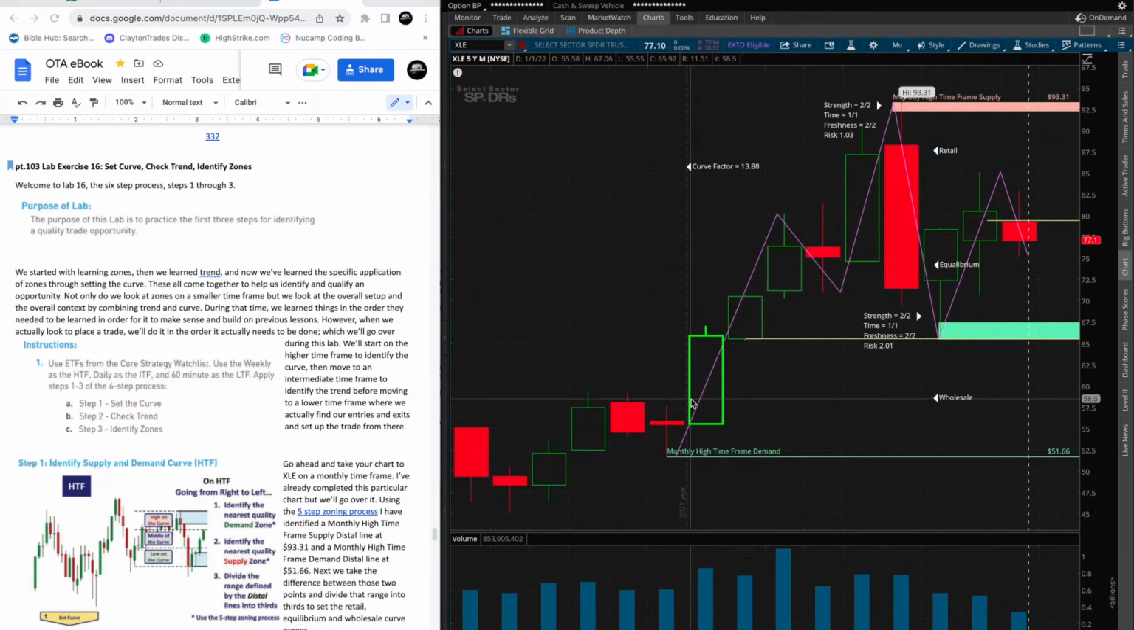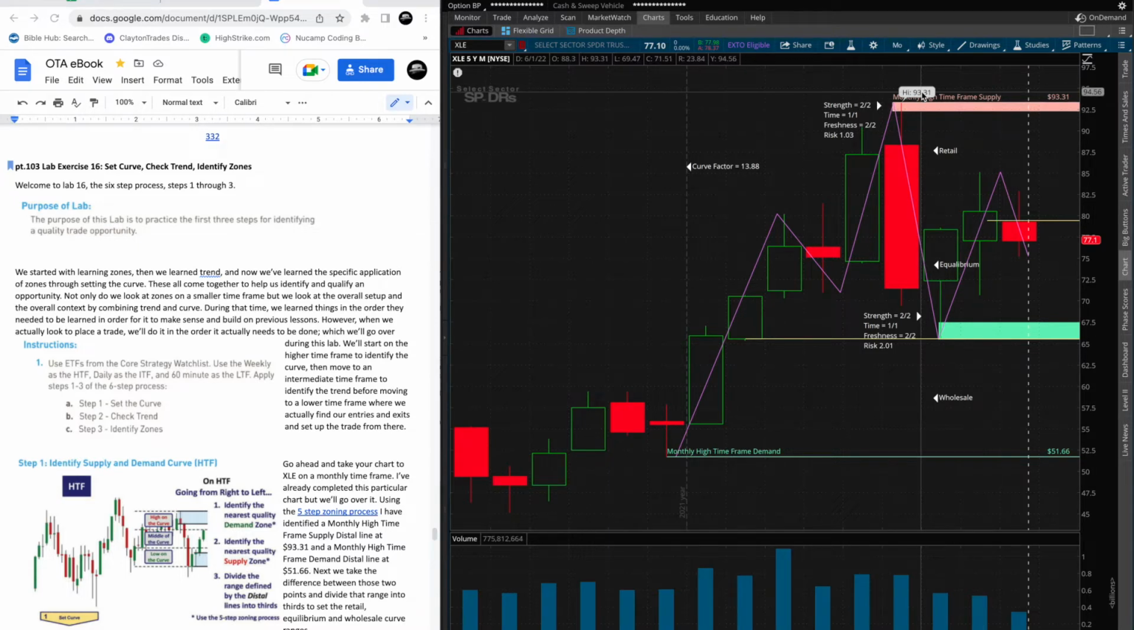So in order to set the boundaries for the curve, we could draw out a typical demand zone by using the top of the body or the highest body within the base, which would be here. And we would use the lowest wick to identify the distal line. So the top of the body would be the proximal. The lowest wick would be the distal line, okay? But for purposes of setting the curve, we only need the distal line. So we have our demand distal line here, and we have our supply distal line here, all right, at a high of 93.31.